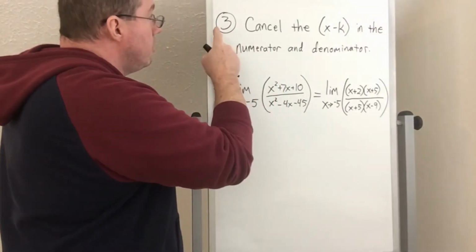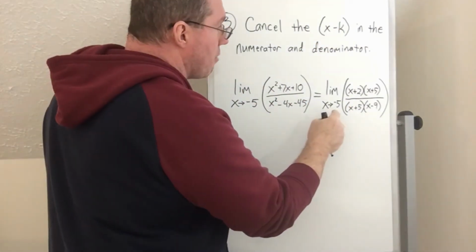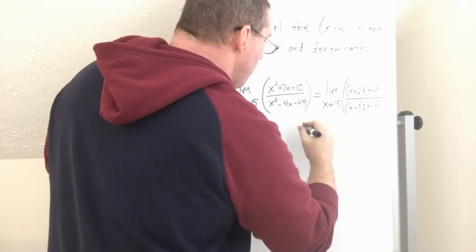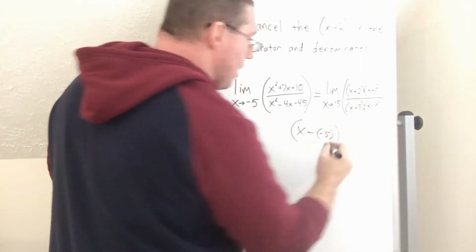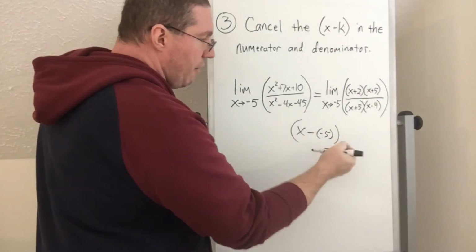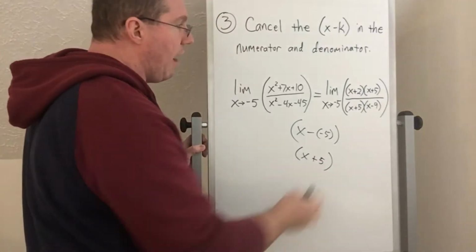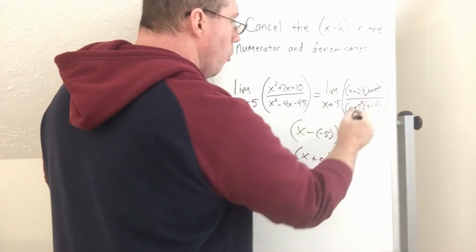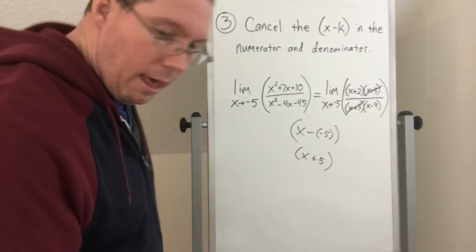So, step 3, cancel the x minus k. In this case, it's not x minus something positive, so it would be x minus k, and in this case, k is negative 5, right? And negative 5 means plus 5, so what we're really canceling is x plus 5. Well, there's an x plus 5 and there's an x plus 5. Cancel those out. Once those are gone, we now can move towards a solution.